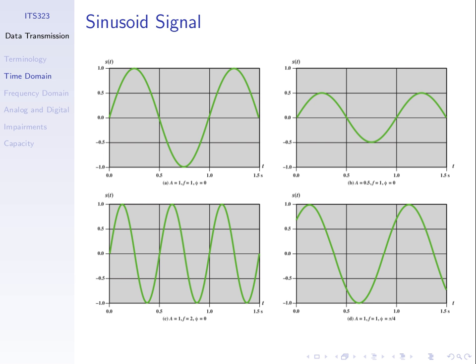Let's look at a different signal, the one on the top right. Let's call it SB. What's the equation?